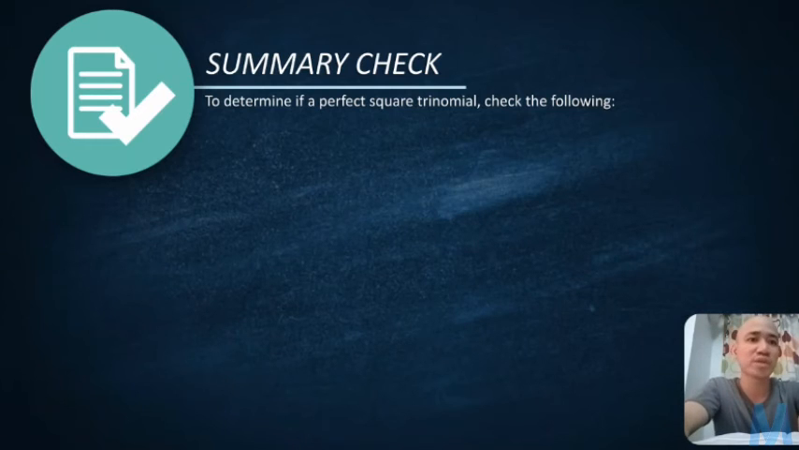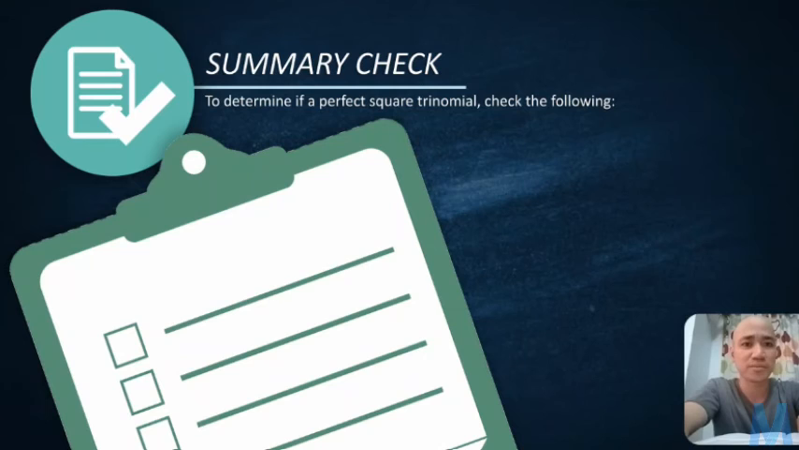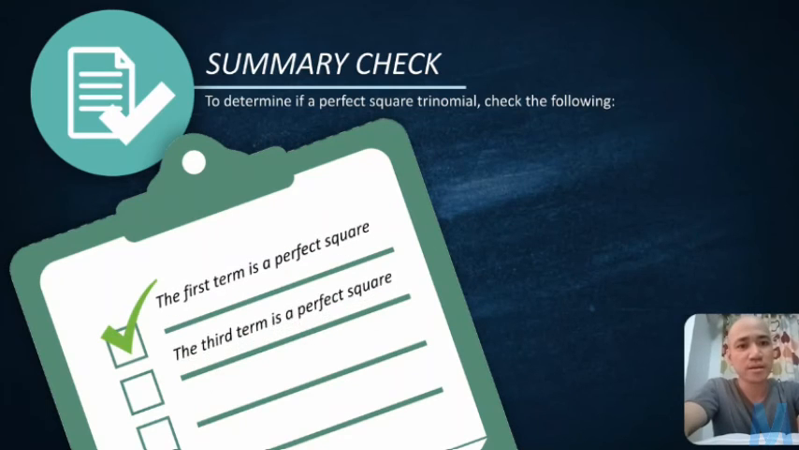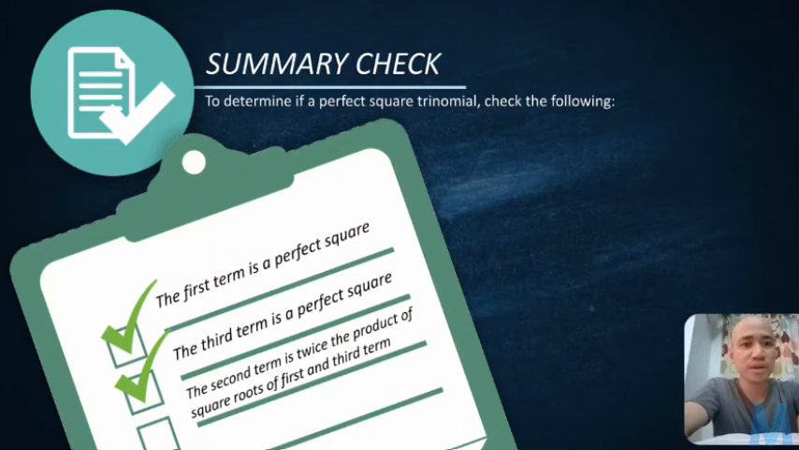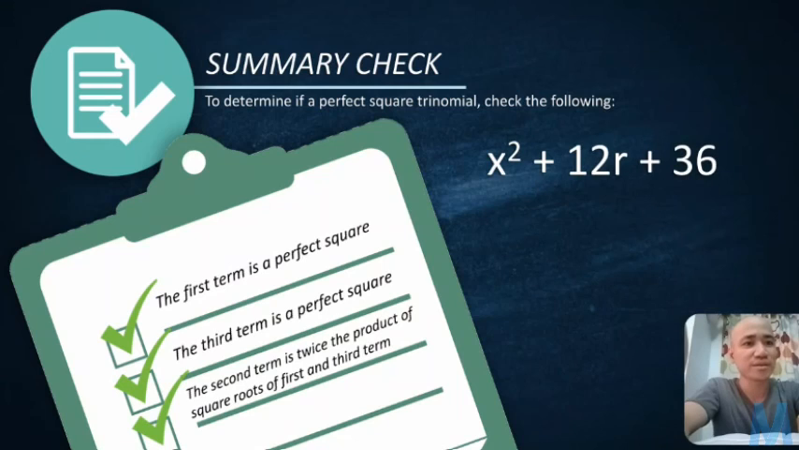Okay? So as a summary, to determine if a polynomial is a perfect square trinomial, you check the following. Okay, the first term is a perfect square. The third term is a perfect square. And the second term is twice the product of square roots of first and third term. Check. Alright. So for example, we have x squared plus 12r plus 36.